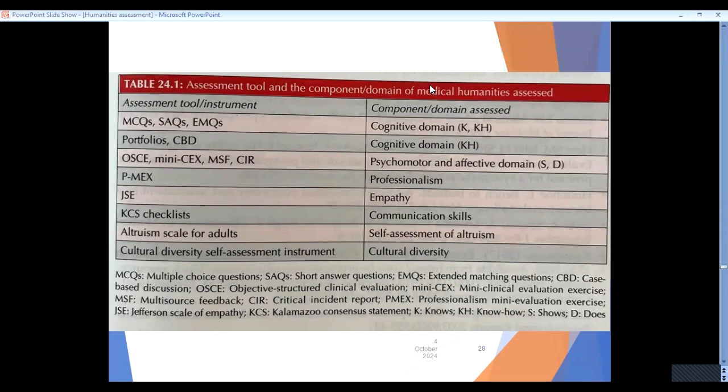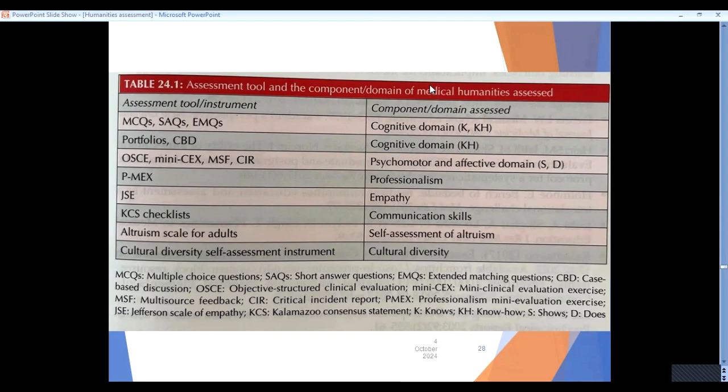After that, for professionalism, we have one scale, which is called PMEX, professionalism mini evaluation exercise. It is similar to mini clinical examination, but this one tests professionalism more. Then for empathy, we have a scale called the Jefferson scale, a very famous scale. For communication skills, especially, we have the Kalamazoo communication checklist. For altruism, we have a self-assessment psychometric scale called the Altruism Scale for Adults. And for testing cultural competence, we have the Cultural Diversity Self-Assessment Instrument.